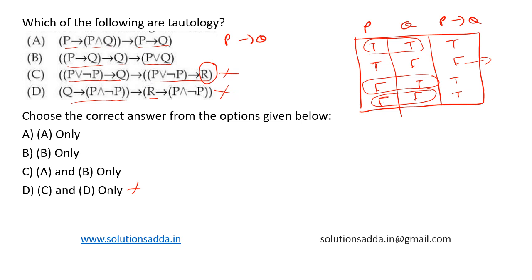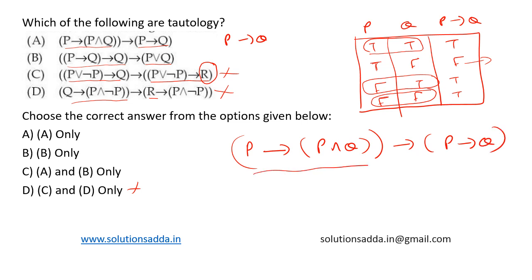Now we'll see how to get the correct answers from A and B. First of all, P implies (P and Q) implies (P implies Q). If you are able to get the LHS part the same as the RHS part, meaning both are the same, then they can have the same values only, that is true true or false false. In that case, this comes to be a tautology.